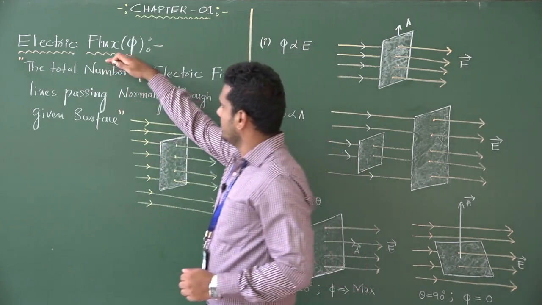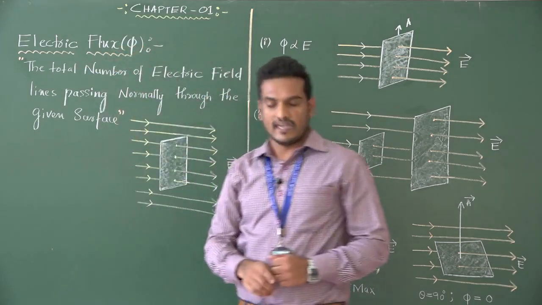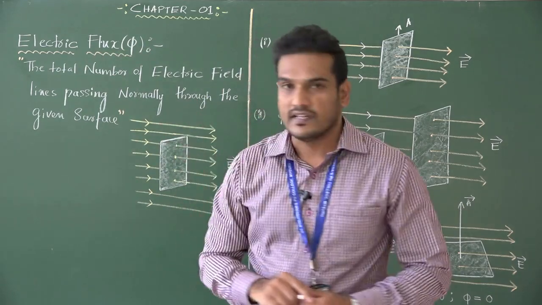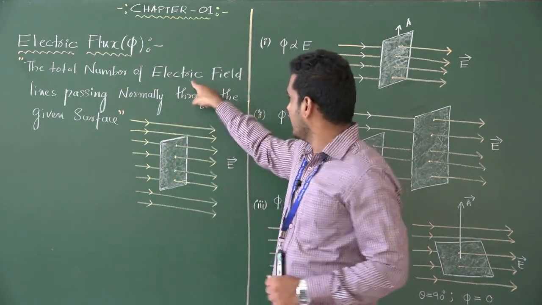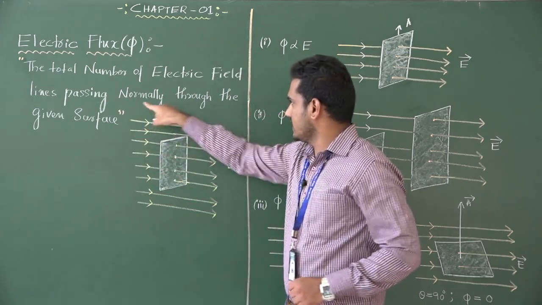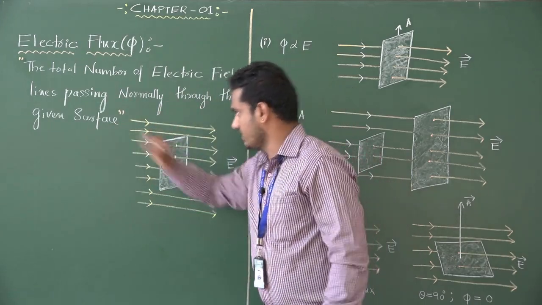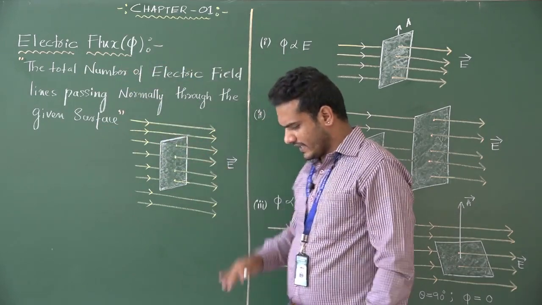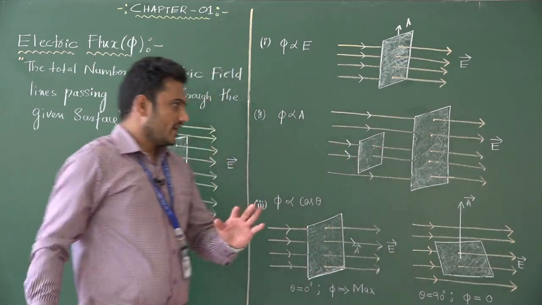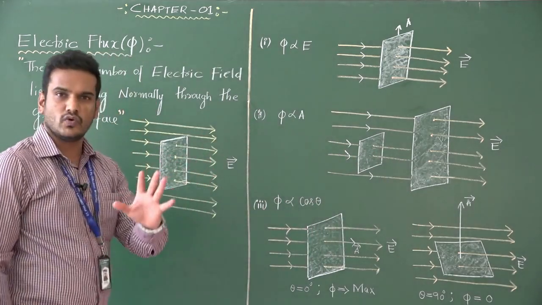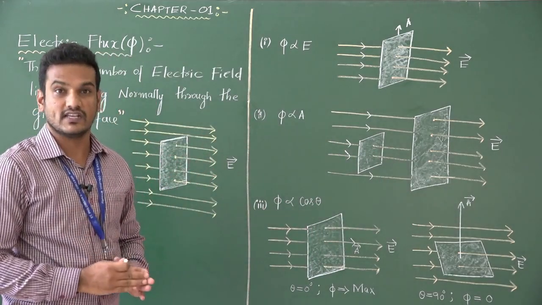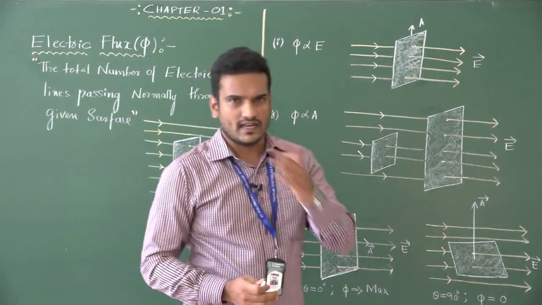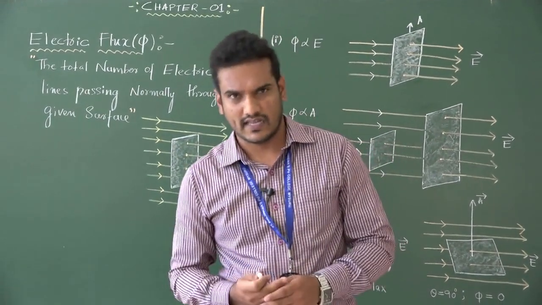The first one is electric flux. Electric flux is represented by phi. Look at the statement: the total number of electric field lines passing normally through the given surface. So this is the statement for electric flux. Look at the diagram. In order to understand electric flux, we need to know what exactly the electric field lines or electric lines of force are. About the electric lines of force, in the last video we learnt what exactly they are.